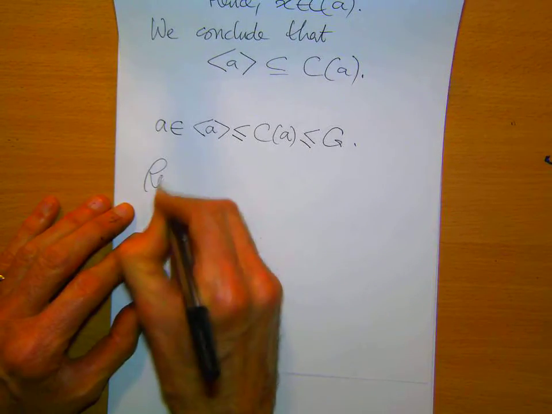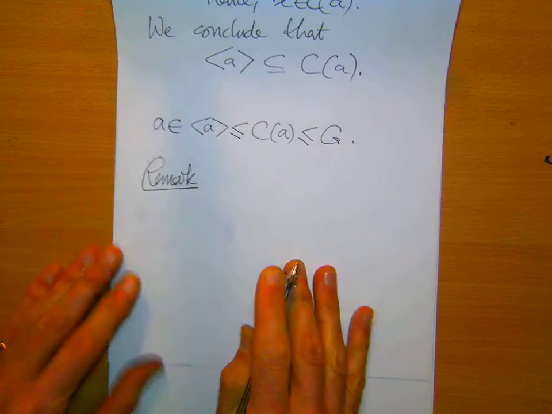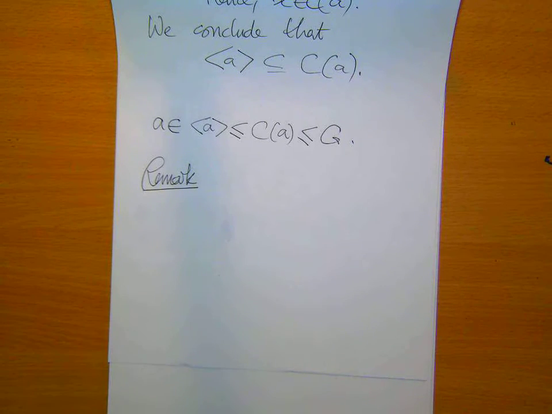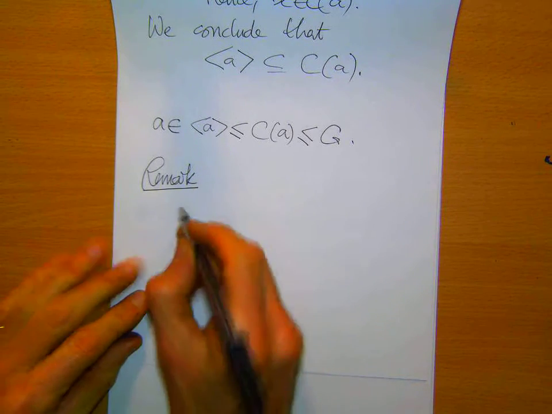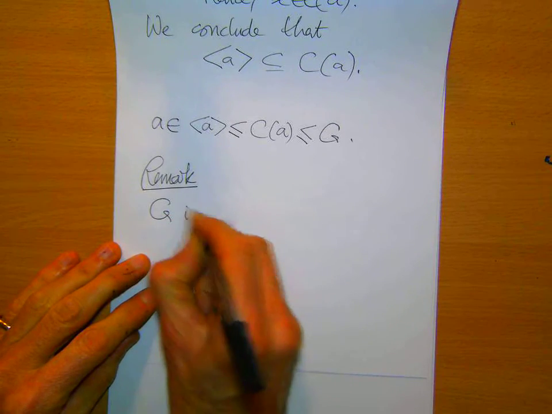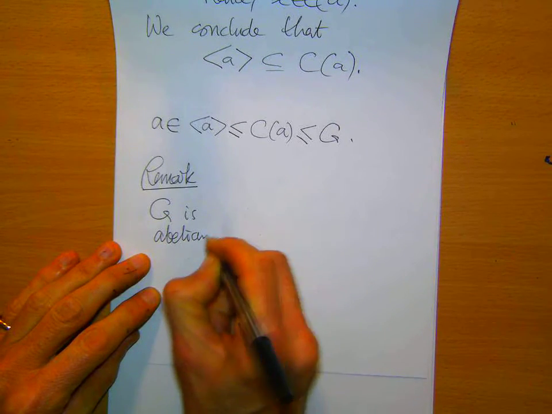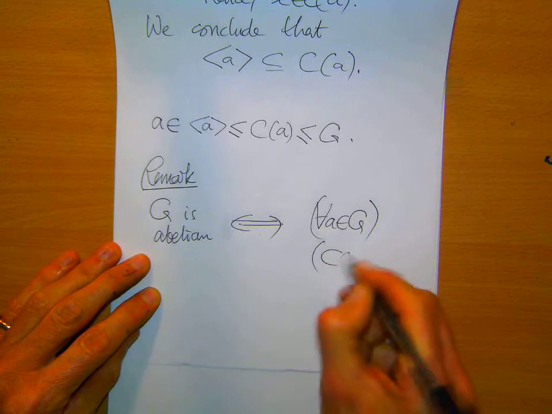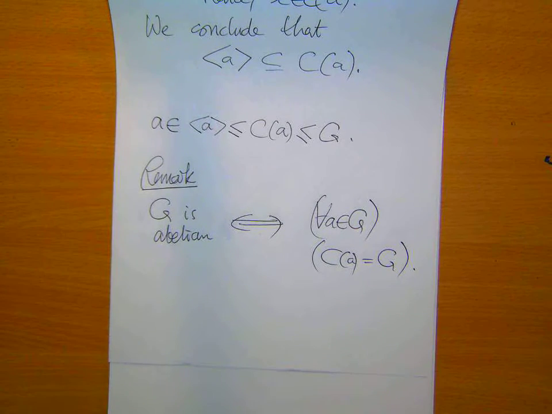In fact, another remark, if you have an abelian group, then everything commutes with everything. So C of A for any element A will be the whole thing. Okay? And in fact, that's an if and only if. So G is abelian if and only if for every element in the group, C of A is the whole thing.